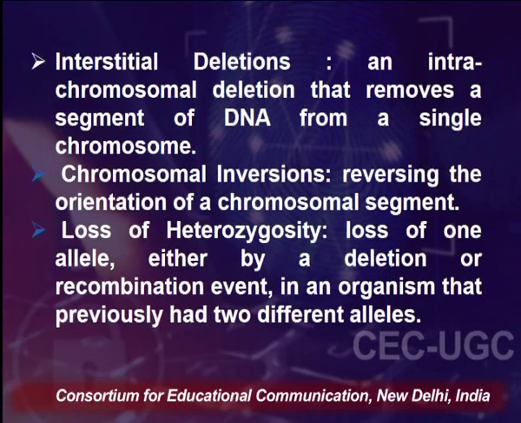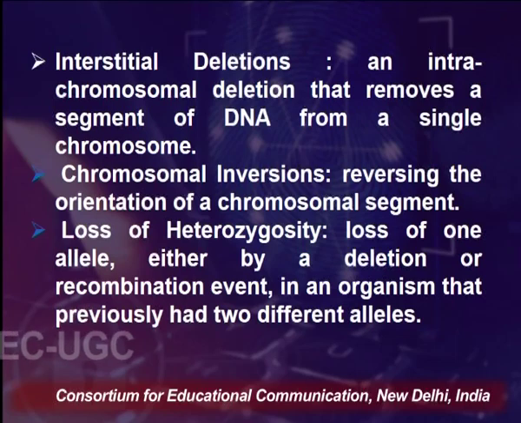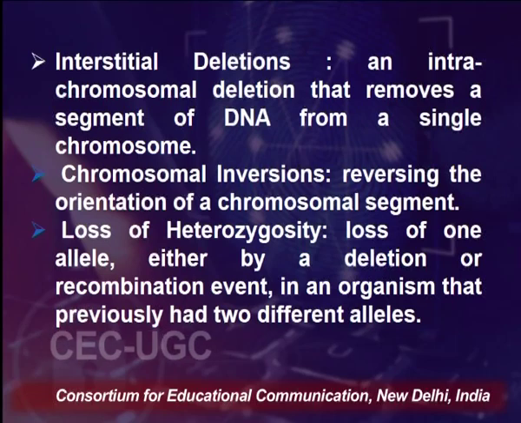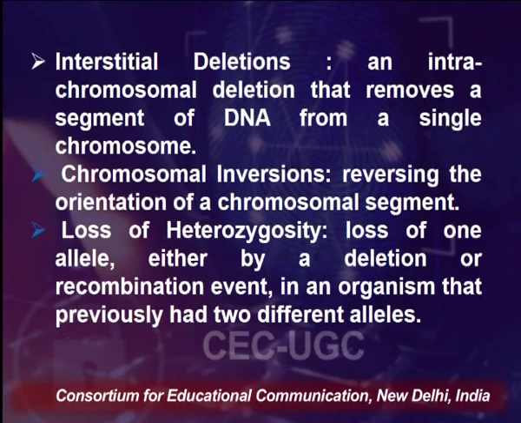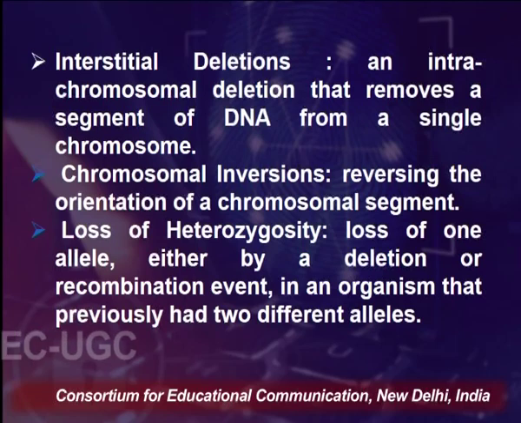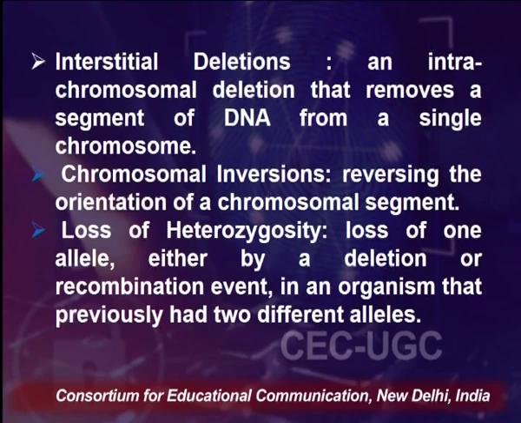So, in this, an intrachromosomal deletion removes a segment of DNA from a single chromosome, that is known as interstitial deletion. A chromosomal inversion is reversing the orientation of a chromosomal segment. Whenever we have a chromosomal inversion, whatever chromosomal segment is there, it could be inverted. That means the part which was at the top comes to the bottom, and the part which was at the bottom goes to the top.